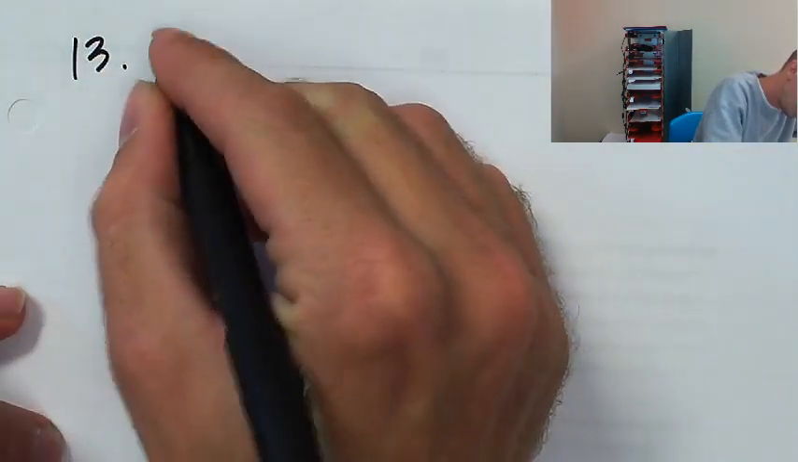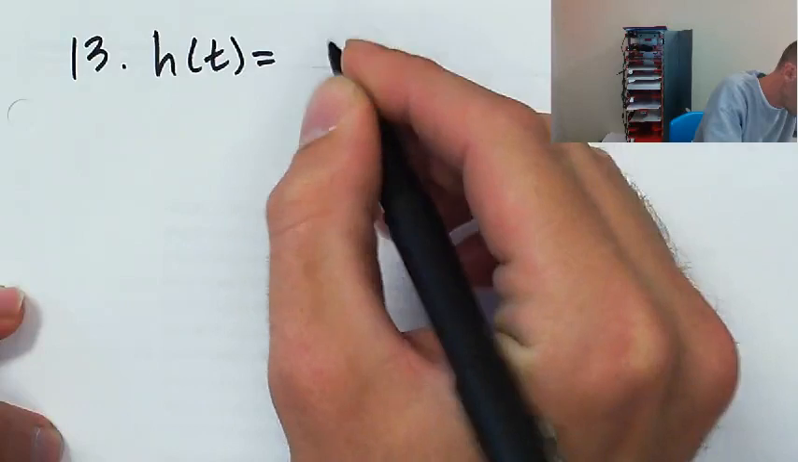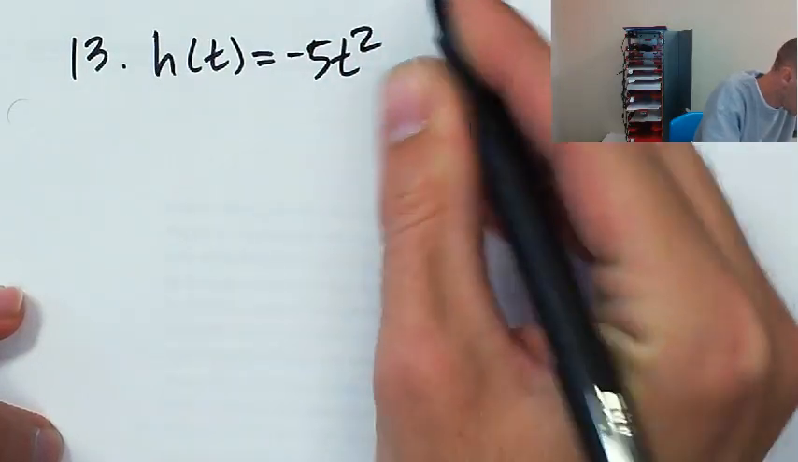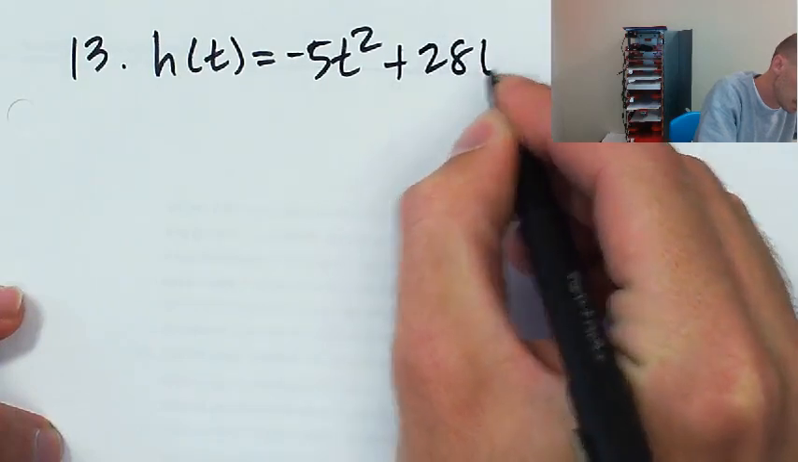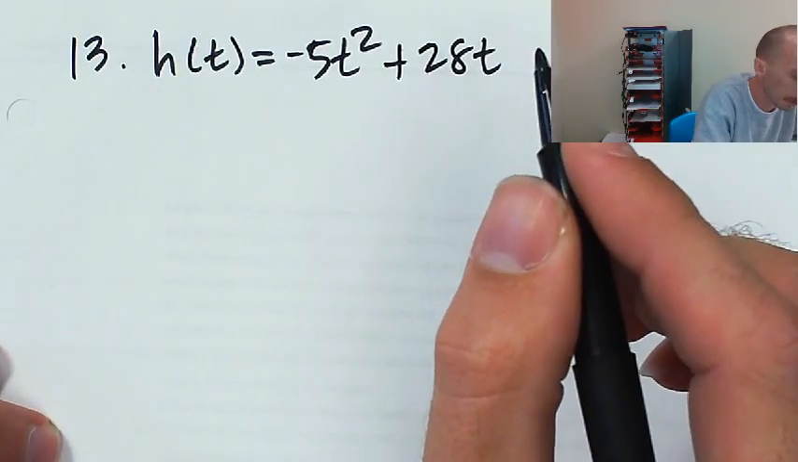That's number 13. On a foggy day, the clouds are only 45 meters high on a golf course. If a player hits a golf ball with height modeled by h of t equals negative 5t squared plus 28t, how long is the ball in the clouds?